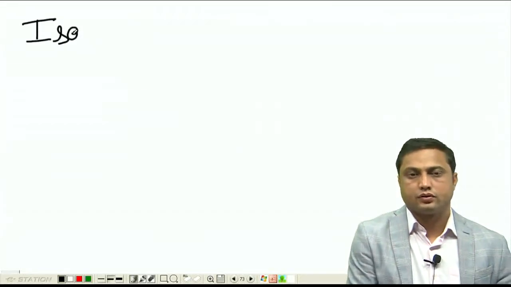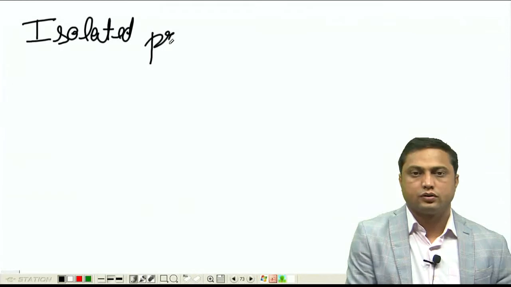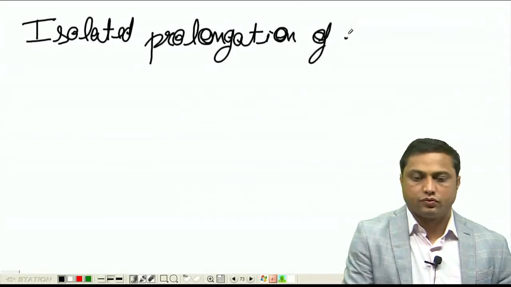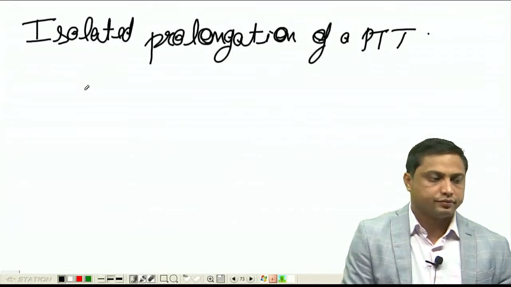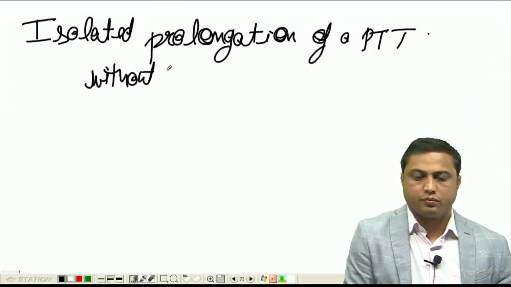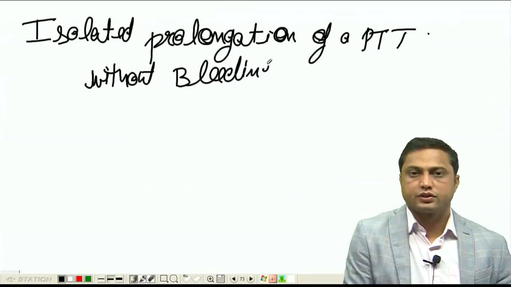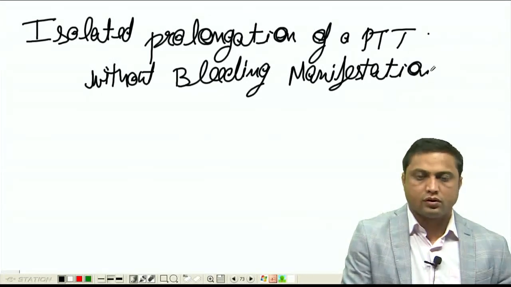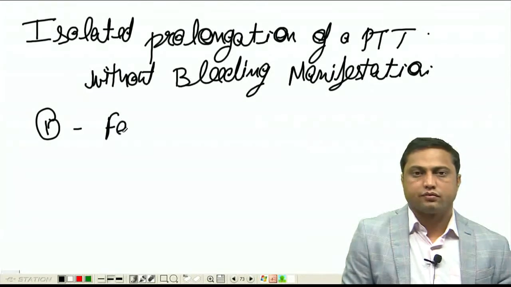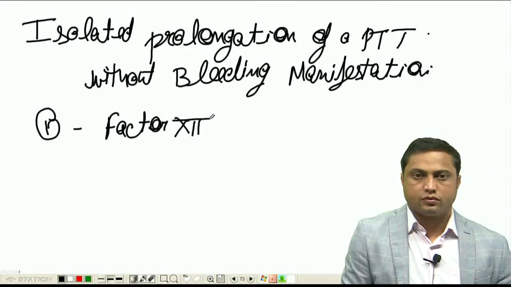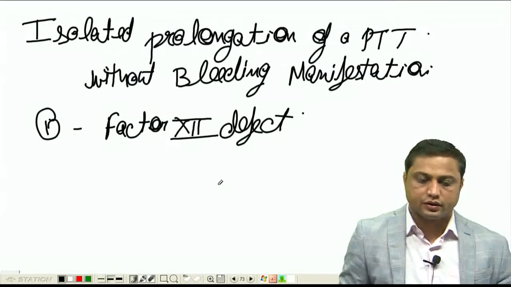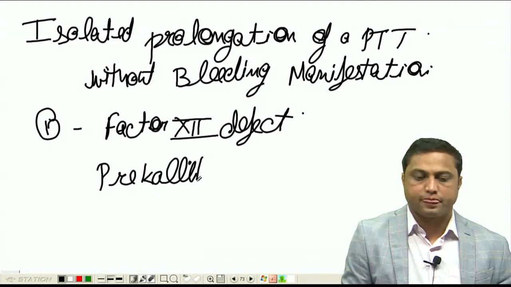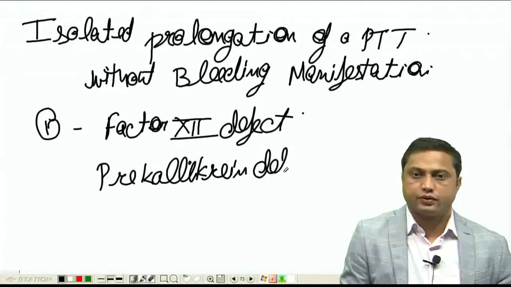If there is isolated prolongation of PTT without bleeding manifestation, the patient can have factor 12 deficiency defect, or the patient can have pre-Kallikrein defect.